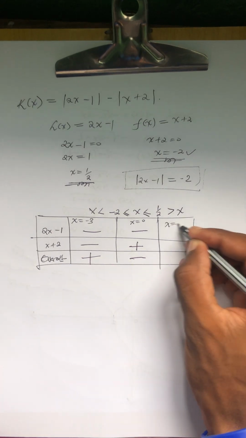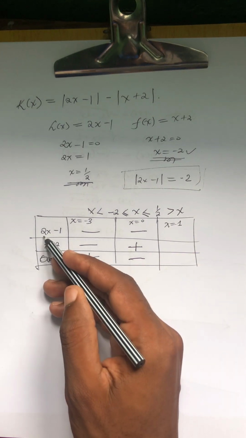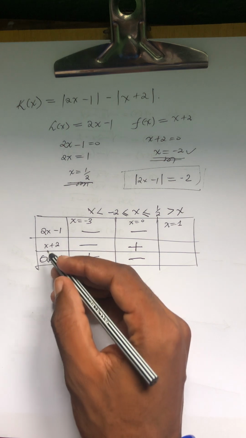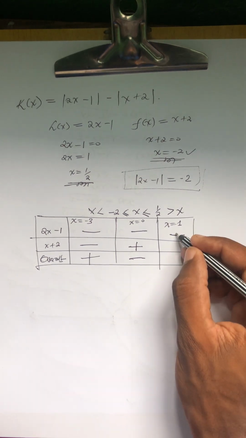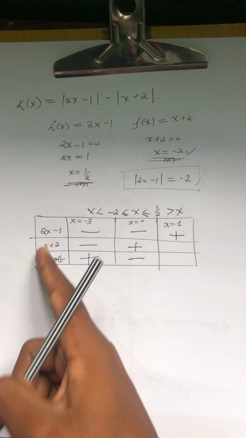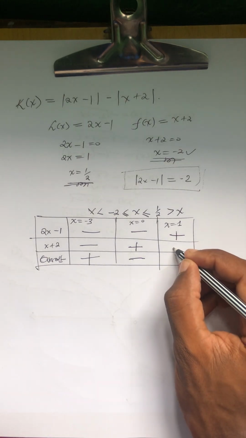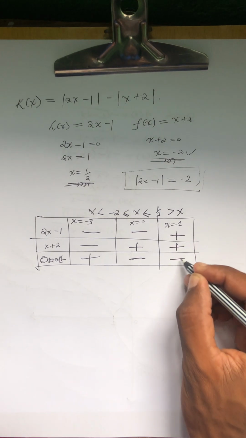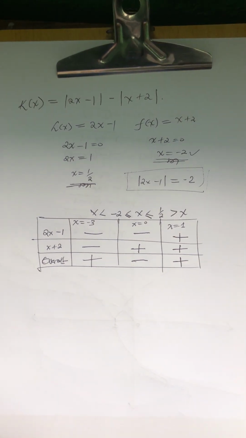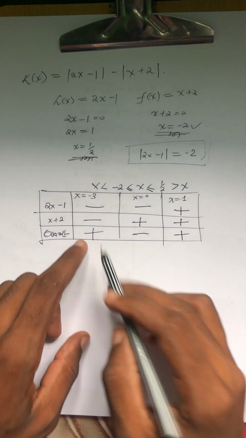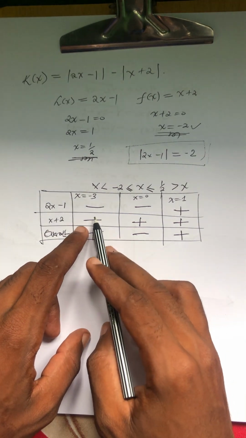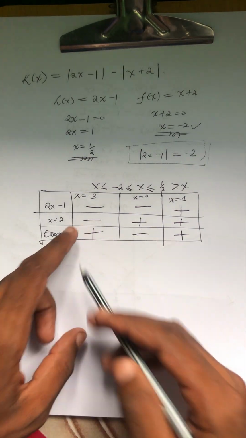Then a number which is greater than half can be 1. If you say x is equal to 1 and plug in 1 there, the answer will be 1, which is a positive. Then if you plug in 1 in the other factor, the answer will be 3, which is positive. All right, and the product is positive there.